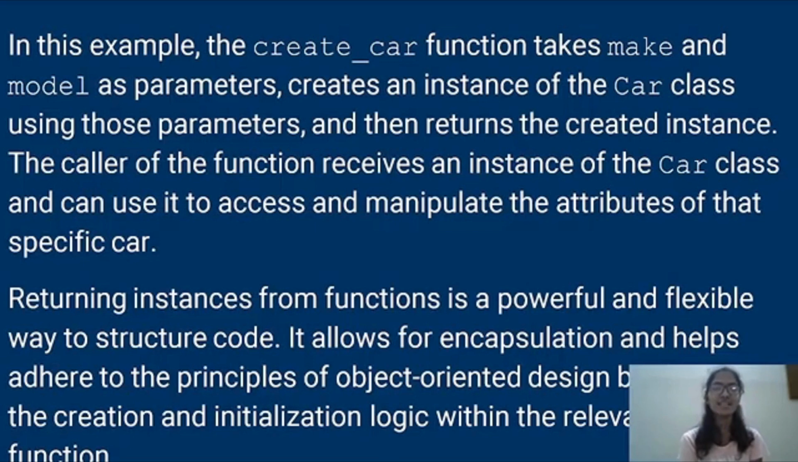In this example, the create_car function takes make and model as parameters and creates an instance of the Car class using those parameters and then returns the created instance. The caller of the function receives an instance of the Car class and can use it to access and manipulate the attributes of that specific car. Returning instances from functions is a powerful and flexible way to structure the code. It also allows for encapsulation and helps adhere to the principles of object-oriented design by keeping the creation and initialization logic within the relevant class or function.